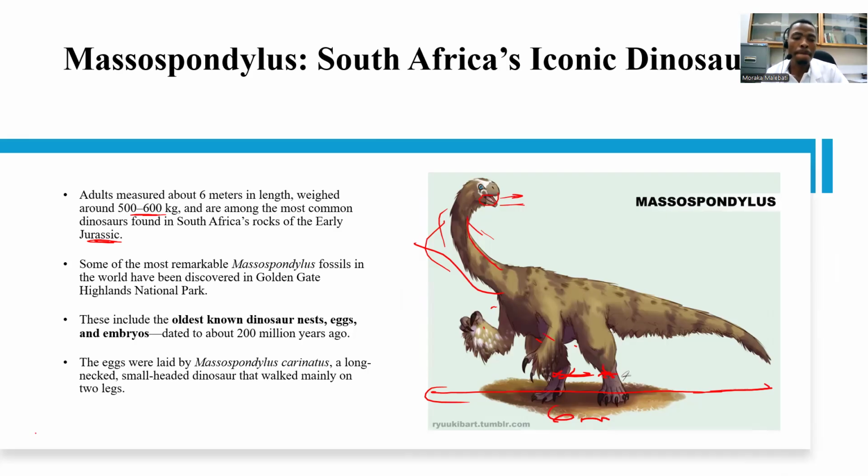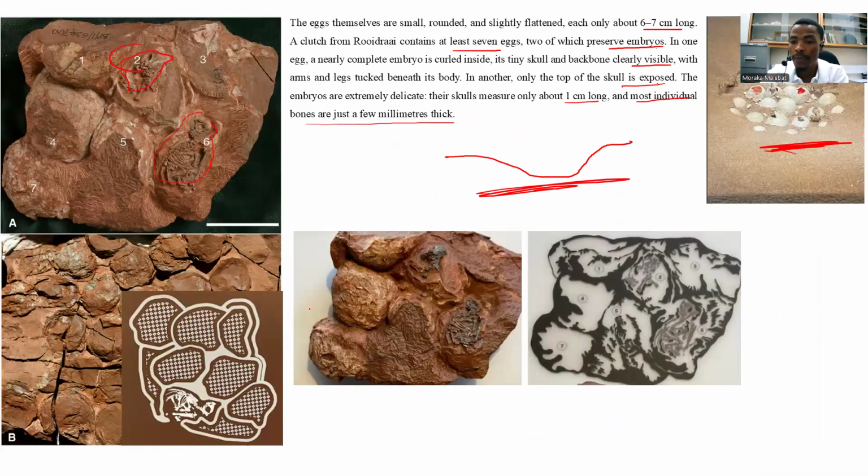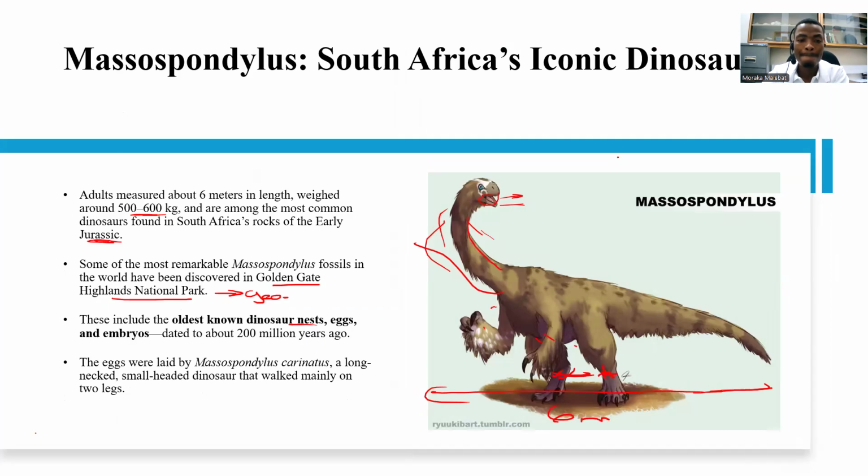Some of the most remarkable Massospondylus fossils in the world have been discovered in the Golden Gate Highlands National Park. Now, I'm sure you understand why this is a geoheritage site. These include the oldest known dinosaur nests. You saw the nest here, this one. Eggs and embryos, too.